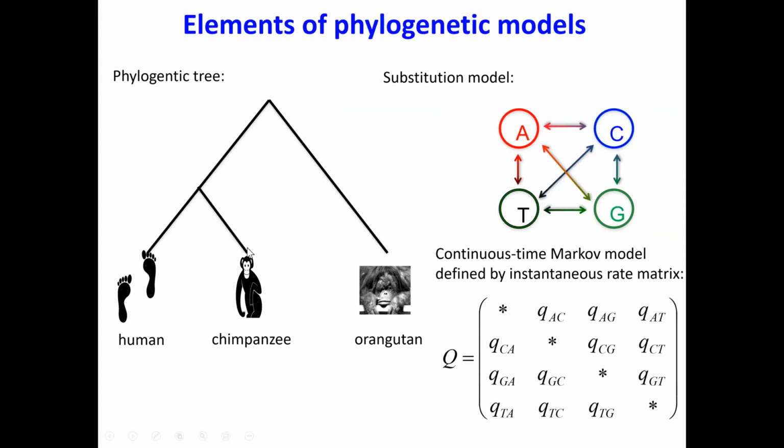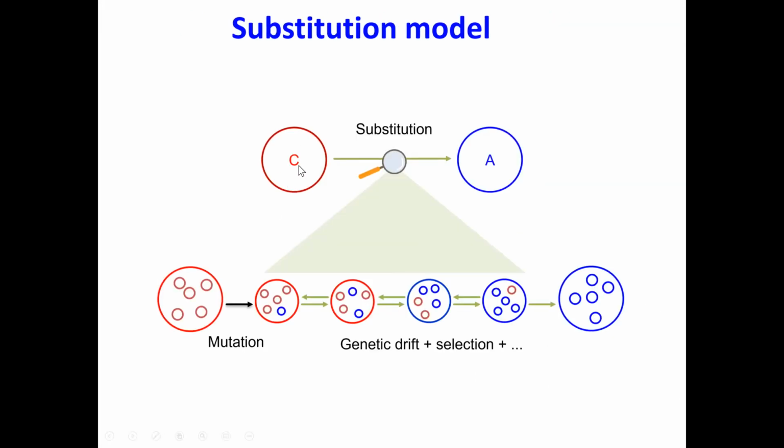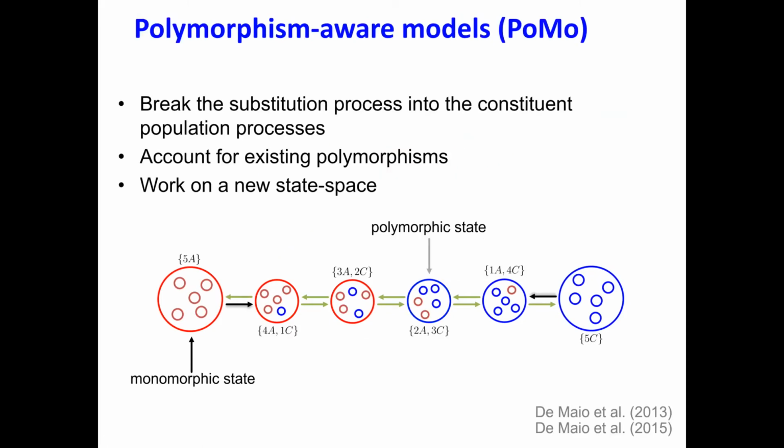likelihoods for trees. So what we're planning to do is, instead of going directly from one nucleotide to another nucleotide, so having a substitution from C to A, we're going to break down this process and have a mutation and the population genetic processes of genetic drift and selection. So polymorphism-aware phylogenetic models break down the substitution process into the constituent population processes.